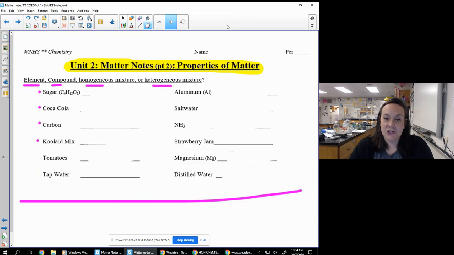All right, hopefully you gave it a shot. Let's see how you did. All right, sugar, the first one, C6H12O6. What do you think that is? Good, that was a compound.